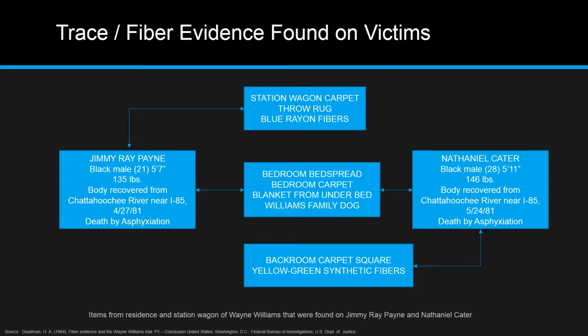There were 28 different types of fibers and hair found to connect the victims to Williams. Trace evidence from a range of sources, including a bedspread, carpet from the home, and multiple vehicles, as well as the family dog. There were multiple instances of trace evidence found on Payne and Cater that connected Williams to the victims.